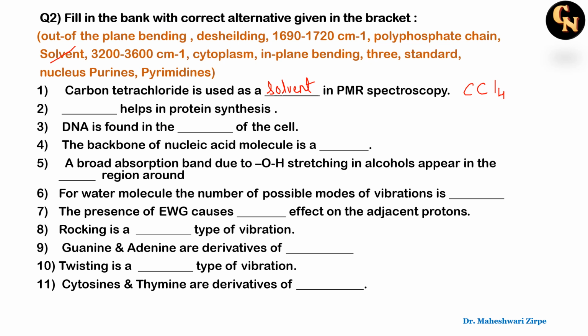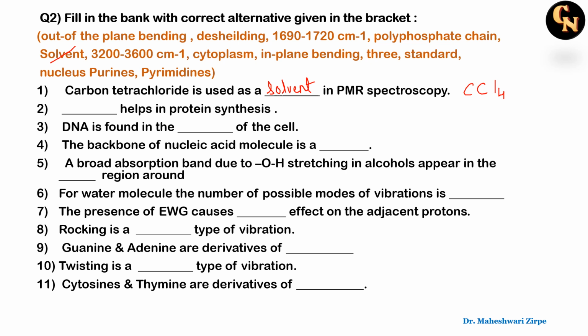Dash helps in protein synthesis. So among the options given above, what is used for protein synthesis? So you will find, let us read out the options. Out of plane bending, deshielding. Then they have given IR, some values of IR, polyphosphate chain, that is not there.